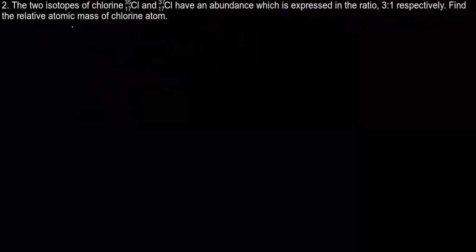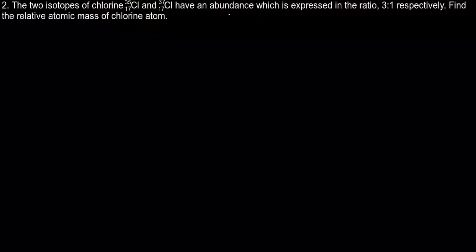Next question. Two isotopes of chlorine, look at them, have an abundance expressed in the ratio 3:1 respectively. Find the relative atomic mass of the chlorine atom. Now take note of something. At times, the abundance will be expressed in percentage, and at times it will be expressed as a ratio. Now, if it is expressed as a ratio, the first step we are going to do is to get the total ratio. And what is that? 3 plus 1, which is equal to 4.